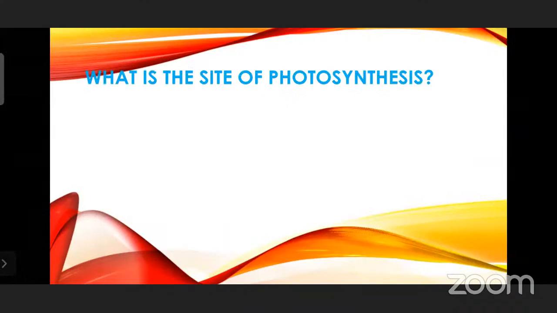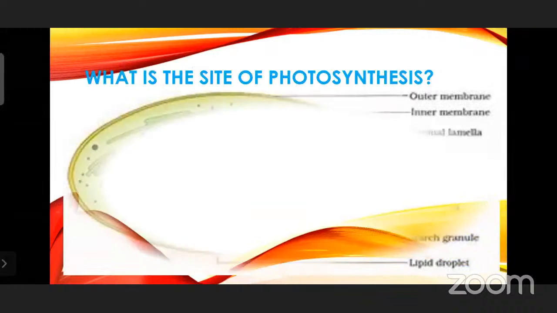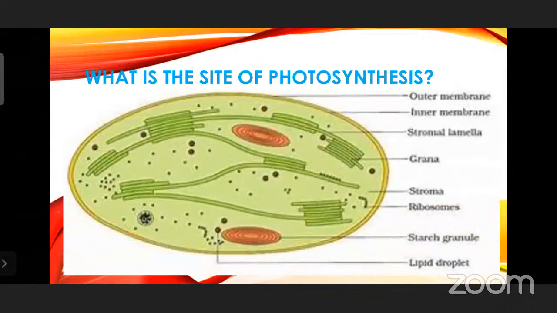Next, what is the site of photosynthesis? This is the actual topic. What is the site of photosynthesis? Yes, photosynthesis takes place in the chloroplast. This is the structure of the chloroplast.